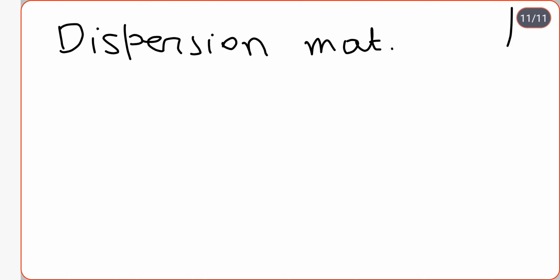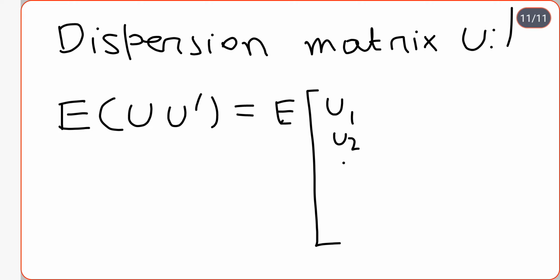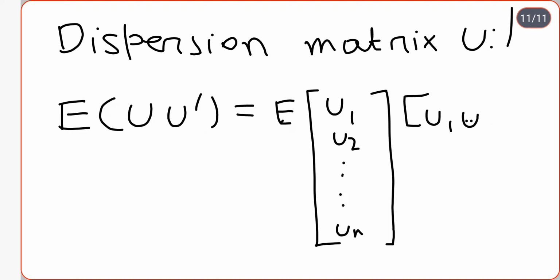Let us see this dispersion matrix of u. So u here is nothing but a vector of the error terms. Okay, so for finding out the dispersion matrix, we have to find out the expectation of u and u dash. Now it can be written as, now what is u? U is basically the vector of the error terms. So u is u1, u2 up to un. And what is u dash? U dash is basically nothing but the transpose of u. So it will be written as u1, u2, and it goes up to un.